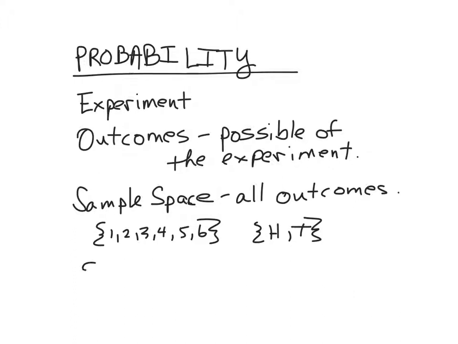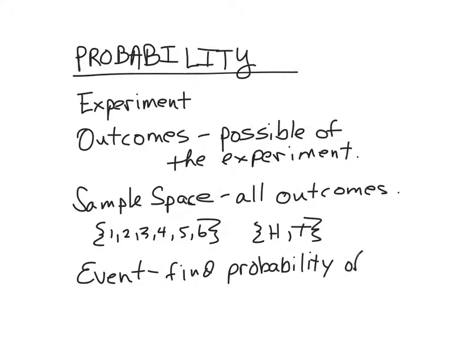Okay, an event, if you look at the technical definition, it's a subset of the sample space. But for us, let's think of it this way. An event is what we find the probability of. For example, if I'm rolling a die, I could ask you what's the probability of rolling a 3. That's an event. Now, you can see why the definition subset of the sample space works, because 3 is a subset of 1, 2, 3, 4, 5, and 6.